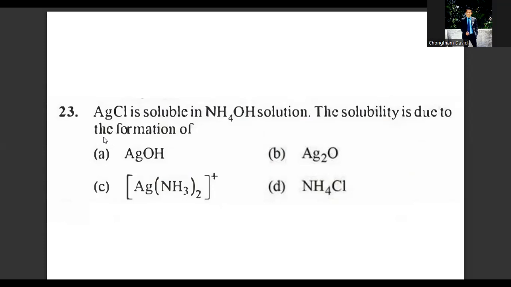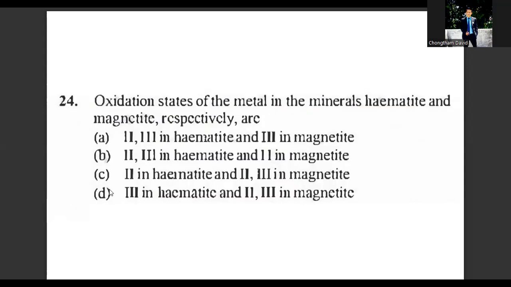23. Silver chloride is soluble in ammonium hydroxide solution. The solubility is due to the formation of. See, when silver chloride is added with ammonium hydroxide, it generates ammonium salt, diammine silver chloride, and water molecules. So the answer for 23 would be the silver salt. Option C is the answer.